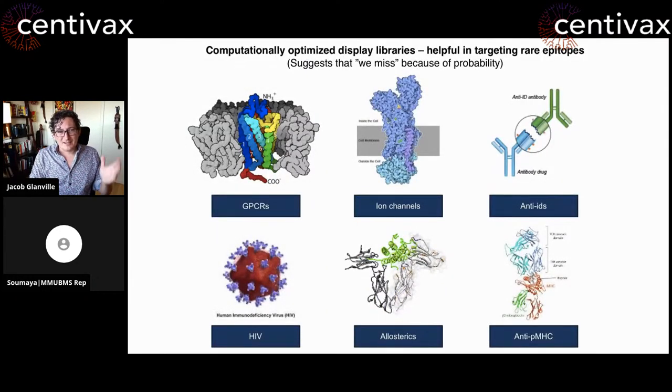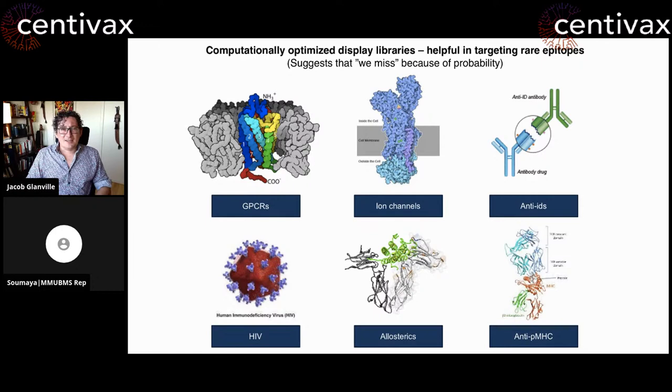So we applied that, like I said, to a whole bunch of interesting, challenging targets. And we've been able to hit now, we have a CXCR5 antibody against GPCR. We have antibodies against ion channels with partners. We have therapeutic antibodies for an anti-ID program with a partner, HIV, and a number of other applications. Peptide MHC targeting, where we can distinguish a single amino acid change.